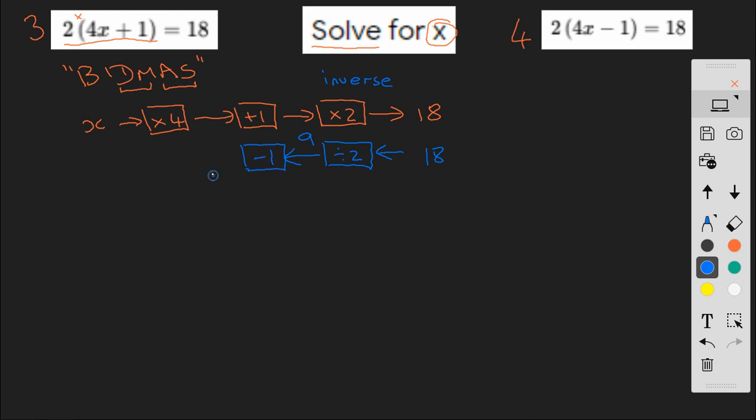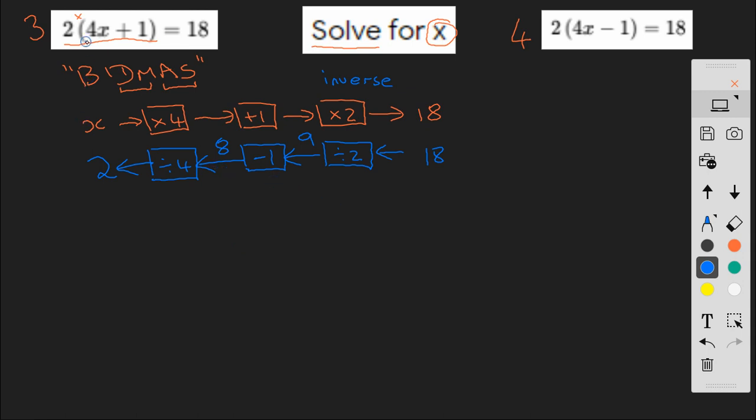The inverse operation of adding 1 is to take 1 away. So 9 take away 1 is 8. The inverse operation of multiplying by 4 is to divide by 4. So out at the end of my machine comes the answer 2.